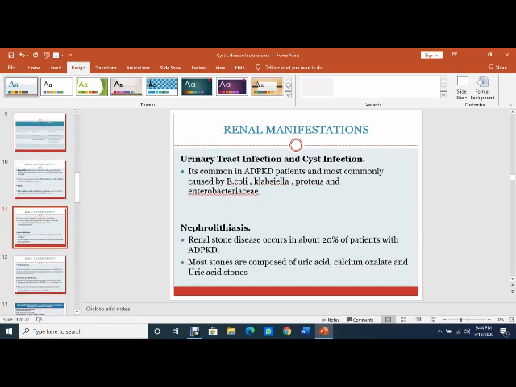UTI is common in these patients with cystic disease, in polycystic kidney disease. The common organisms are E. coli, Klebsiella, Proteus, and Enterobacter. Stones also occur in 20% of the patients with autosomal dominant polycystic kidney disease. Most stones are composed of uric acid, calcium oxalate, and uric acid stones.